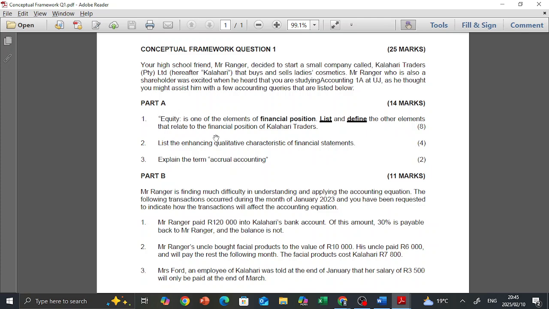Equity is one of the elements of financial position. Equity is presented in the statement of financial position. List and define the other elements that relate to the financial position of Kalahari Traders. So can someone please raise your hand? What is one element? What is the name of that element? And please also give me the definition. Let's go. Anyone, please, guys, don't be shy. Let's talk.